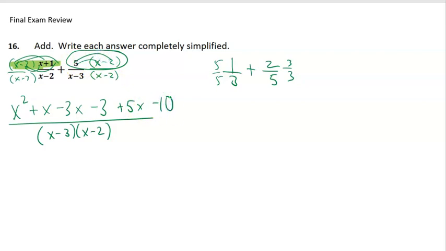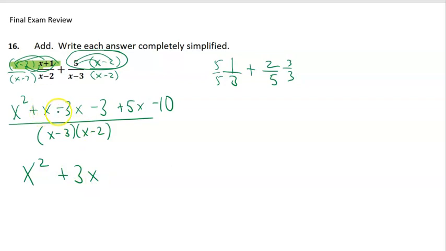What do I do now? I add like terms up here in the numerator, and then I factor. But one thing at a time, let's add like terms. So I've got an x squared. We've got an x and a minus 3x. That's minus 2x. Plus 5x, that's plus 3x, right?